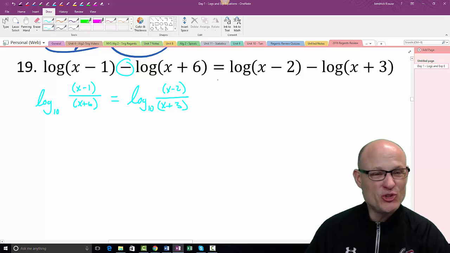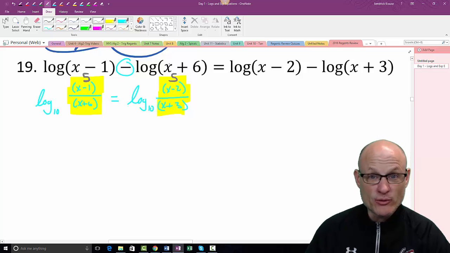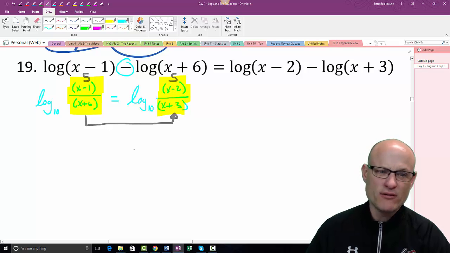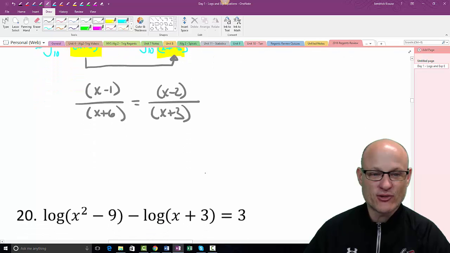Now, it's not looking too bad right now. I think I can handle this. If this thing here matches this thing here, let's say they were both 5s, well, they'd be equal to each other. So really, the only thing I have to do is ask when this equals that. Then it's not even a log question anymore. It's x minus 1 over x plus 6, when does that equal x minus 2 over x plus 3? That's actually the problem I have to solve.